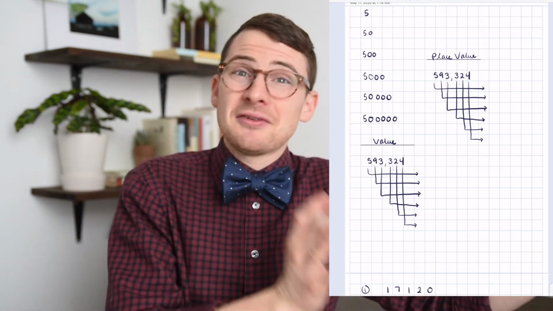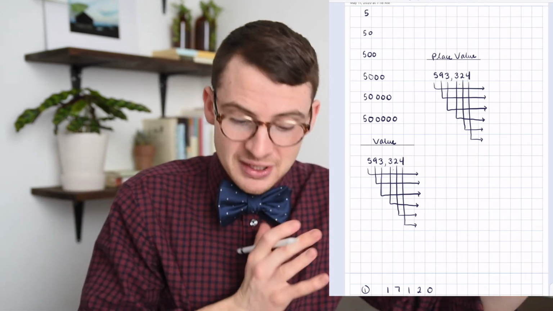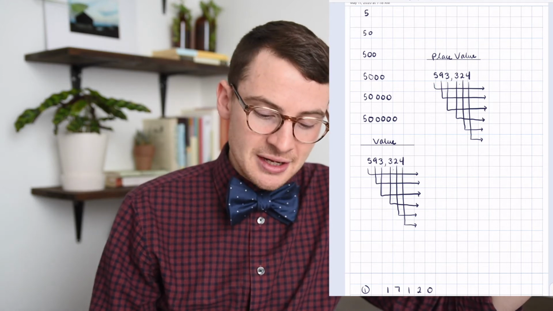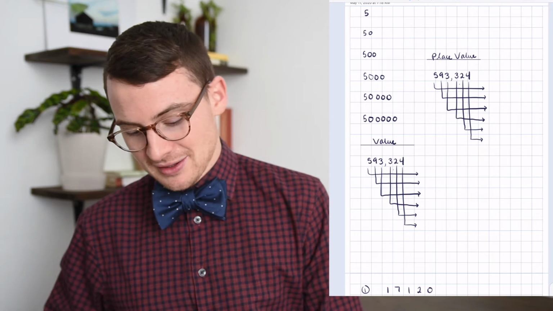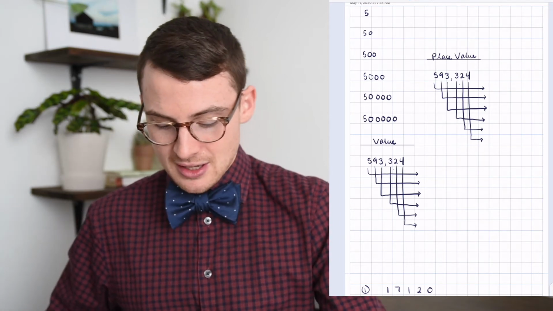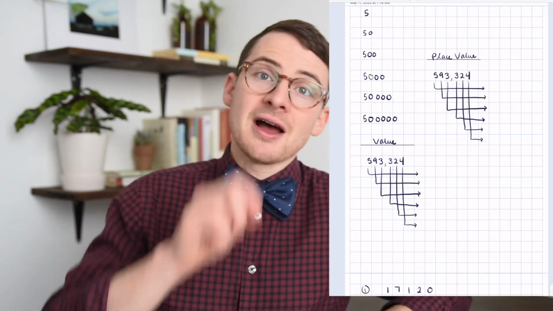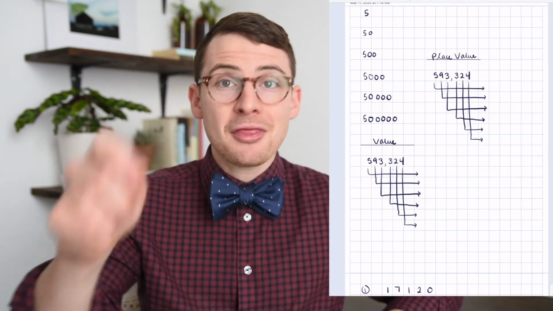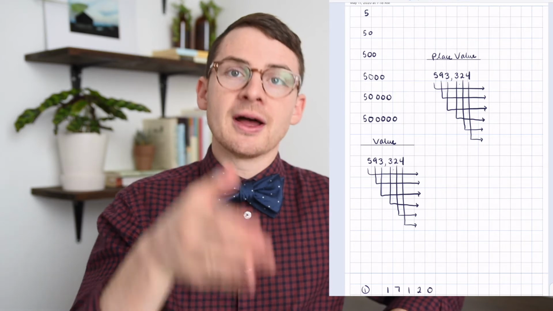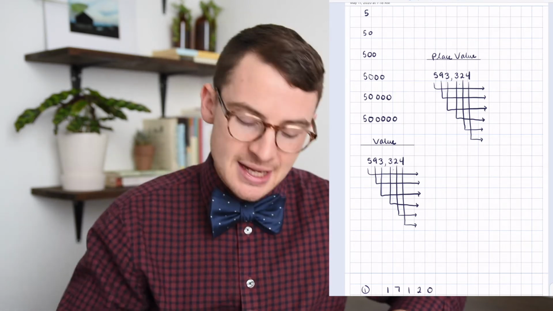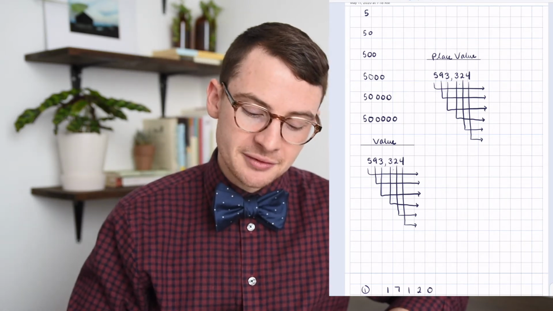I could expand it even further by doing 50,000, as you can see right here. Okay, 50,000. My Apple Pencil's dead. Let me put it in my iPad real quick. Okay, so when we look at 50,000, I have a 5 in the 10,000s place, and then a 0 in the thousands place, a 0 in the hundreds place, a 0 in the tens place, and a 0 in the ones place to make the number 50,000.